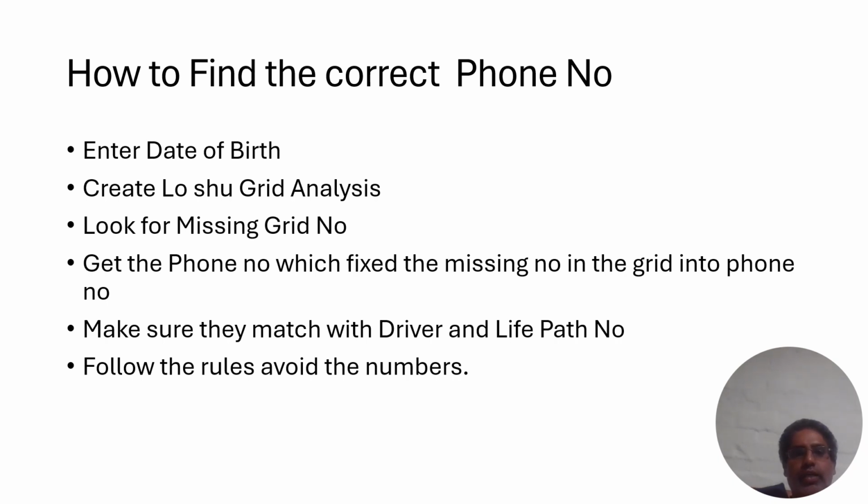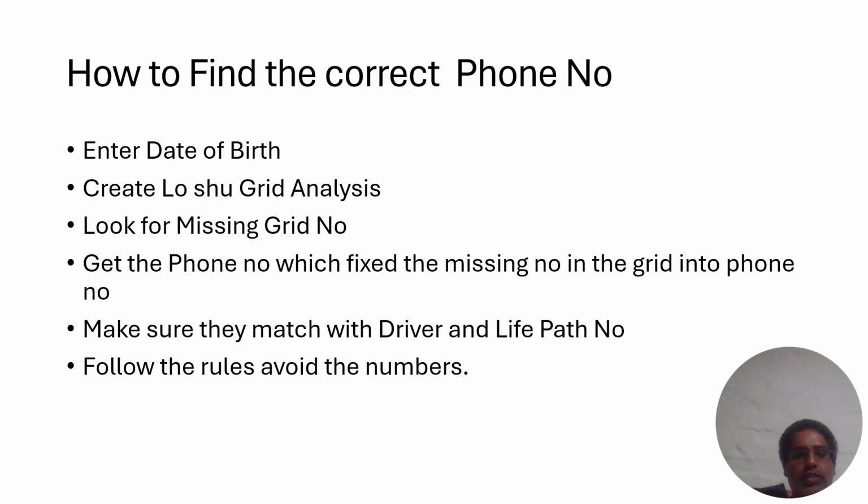So first enter your date of birth, the full date of birth with the year, and then you have to create a Lo Shu Grid, which I'm going to tell you. Then you look for the missing grid numbers. Whichever numbers are missing, write them down, and get the phone number which fixes all the missing numbers. You match the driver and the life path number, make sure it matches, and also add all the missing numbers in the grid. Then you follow certain rules to avoid unlucky numbers, or what they call karmic numbers, which is really good.